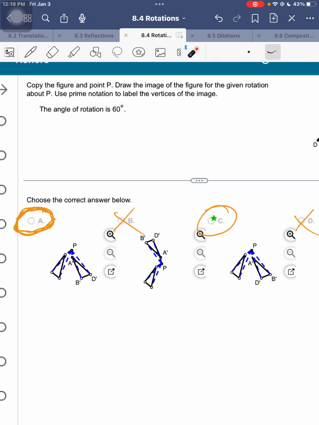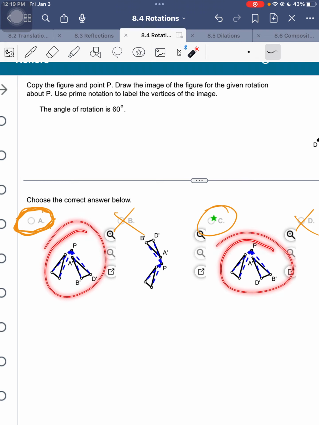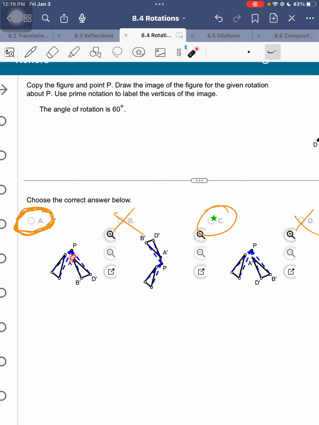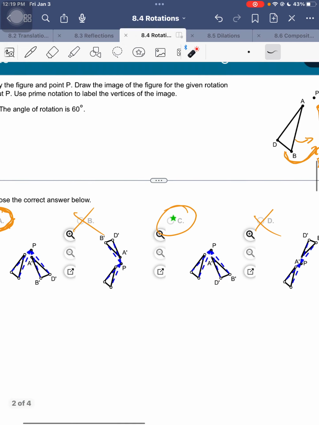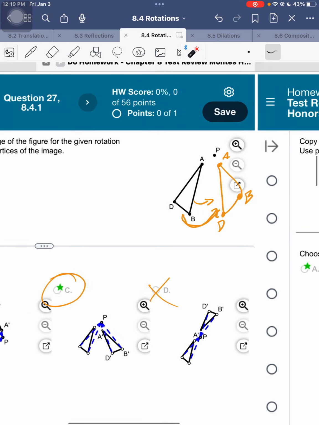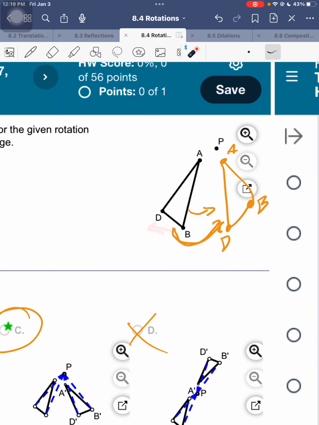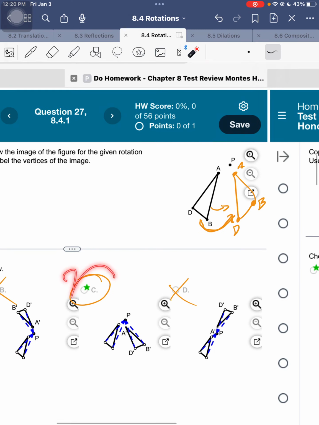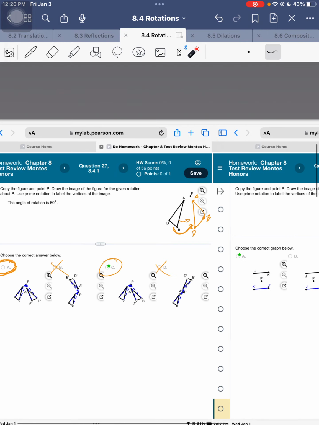What's different between this and this? This guy has the A here and the A here, but it has the B here, and this one has the D here. So what was the one that we said needed to be most to the left? The D. Remember, this D is going to be to the left of the B. So if I were to have 2 points here, the D needs to be to the left of the B. So that's why this is the correct answer, this one.